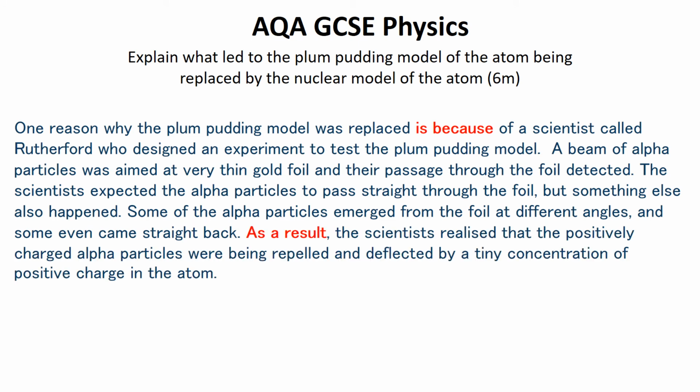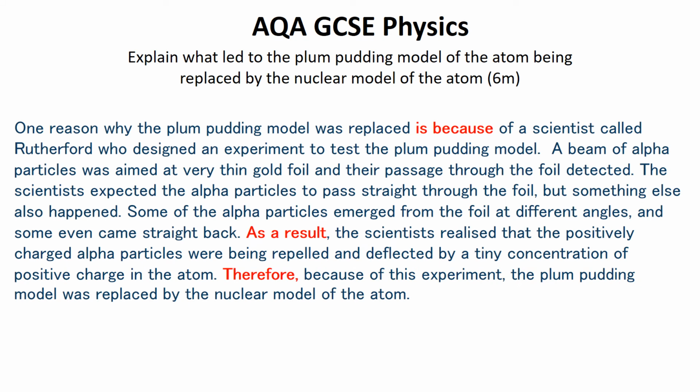As a result of this, the scientists realized that the positively charged alpha particles were being repelled and deflected by a tiny concentration of positive charge in the atom. Again now, how can we keep going? Therefore, because of this experiment, the plum pudding model was replaced by the nuclear model of the atom.